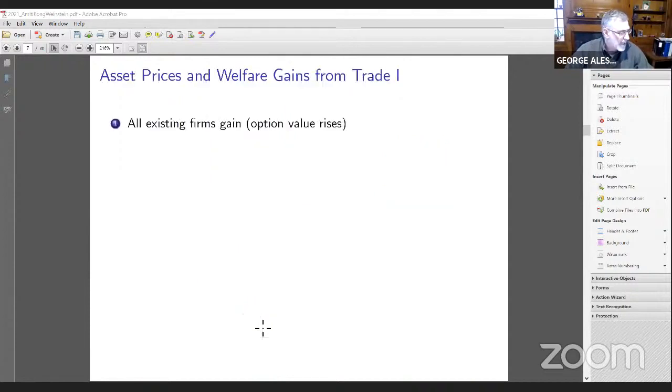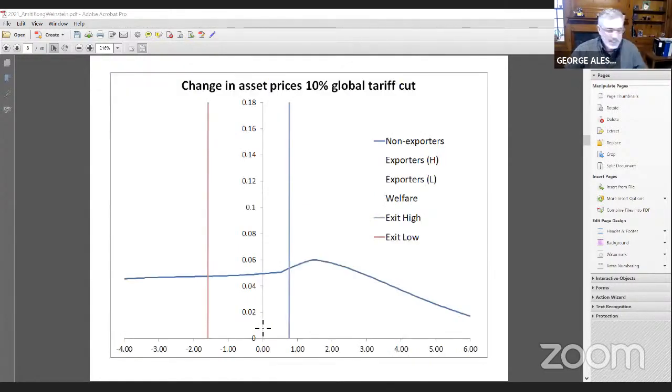So let's first look at what happens to asset prices for existing firms. This is the change in asset prices of non-exporters. So you can see, even a really unproductive non-exporter is going to get a gain in asset prices of about 4.5%. Why is that? Because there's some chance in the future he's going to become an exporter. This looks a little non-linear. I don't really want to go into that, but that's related to the option value being more valuable for small guys than for big guys.